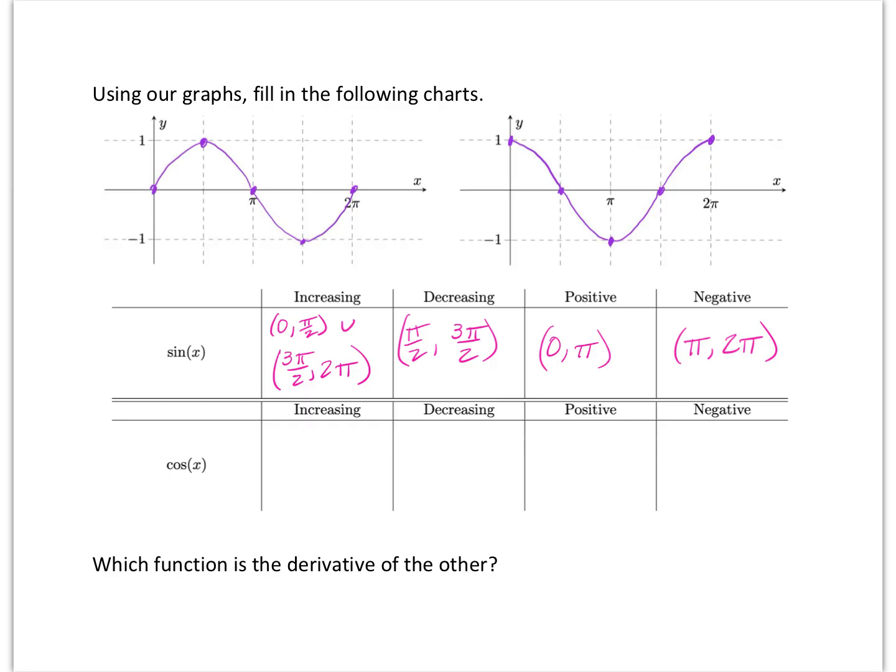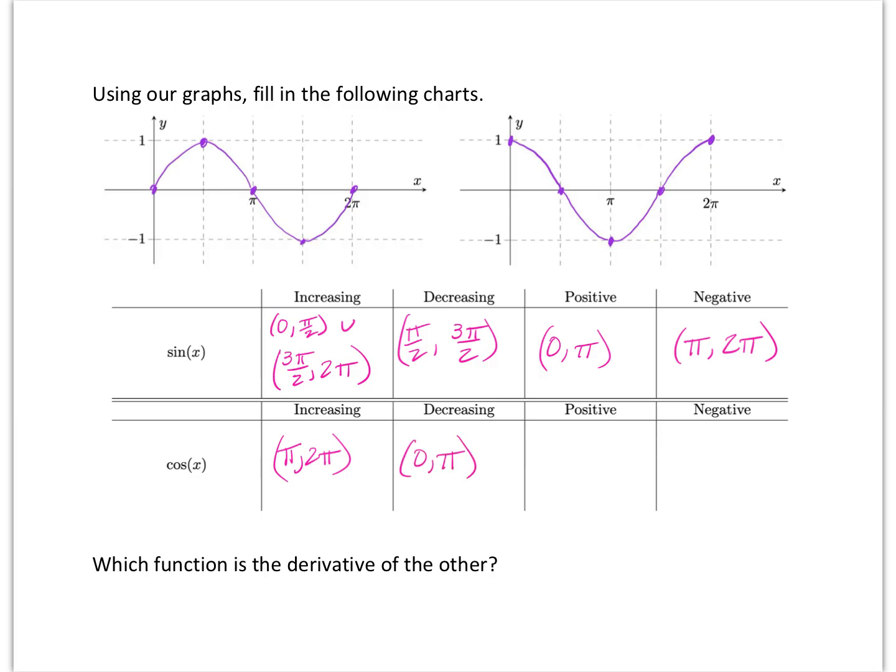Okay, let's do a similar analysis for cosine. Where is it increasing? Where is it decreasing? So we're increasing from here to here, so from pi to 2 pi, and decreasing from 0 to pi.